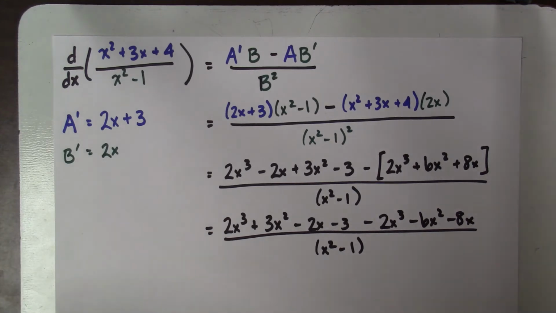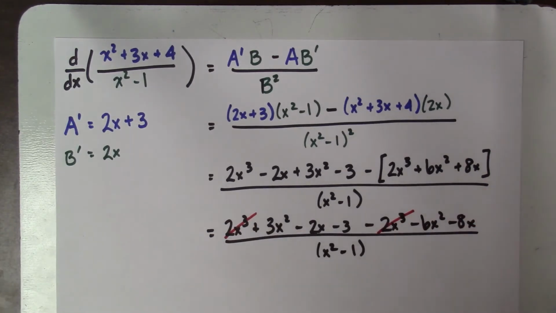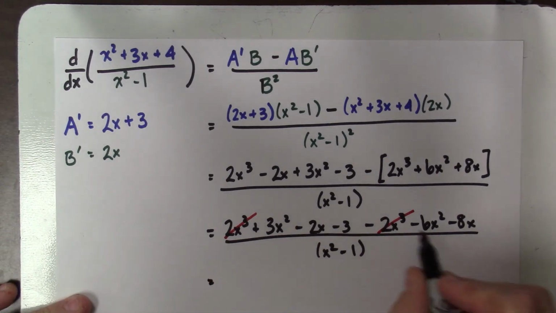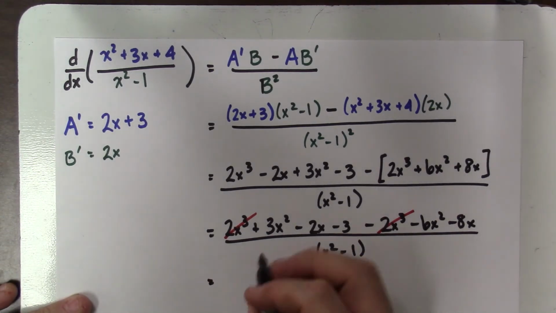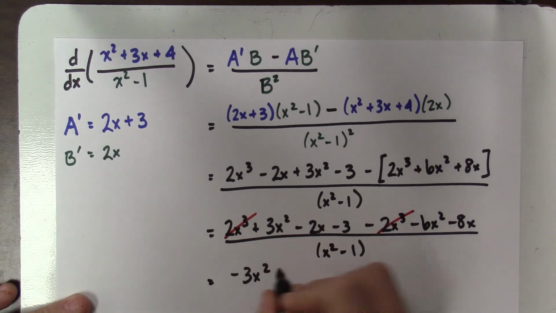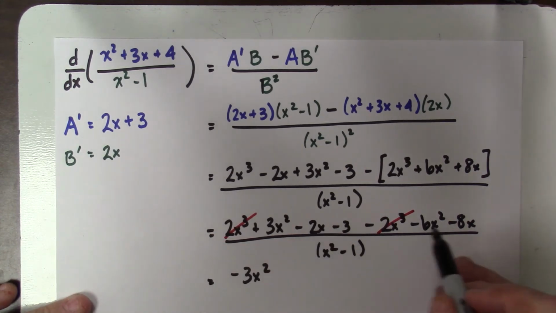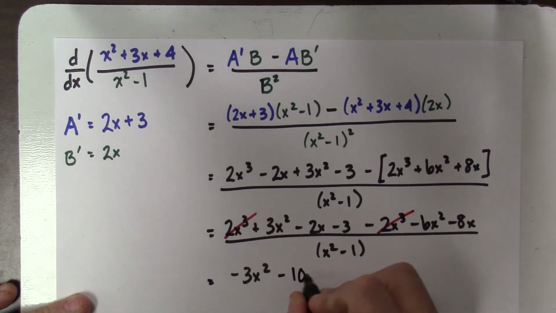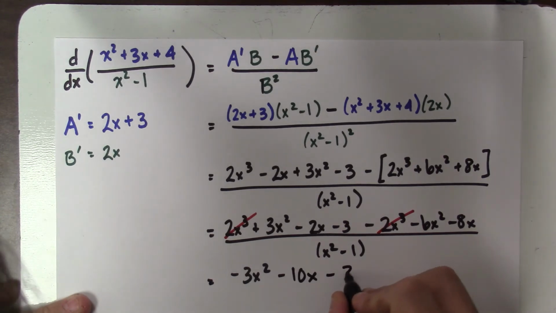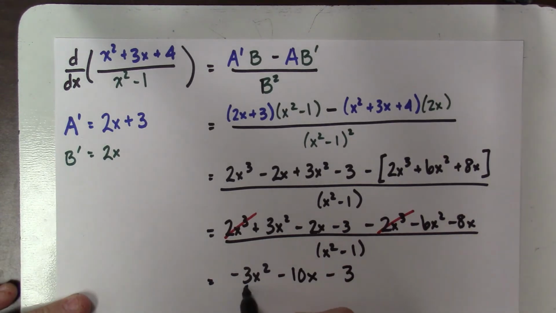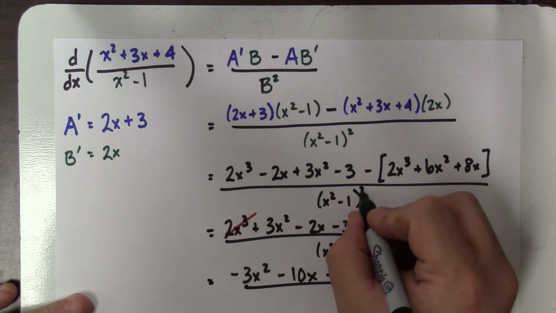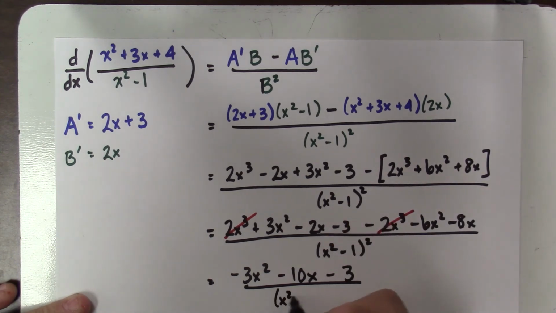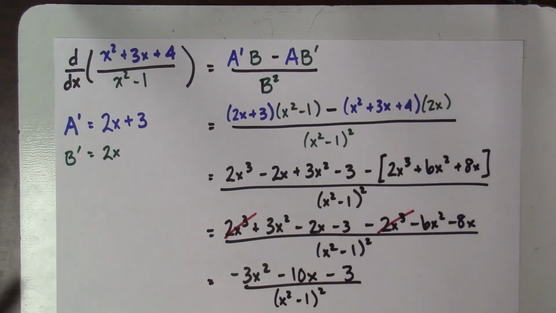See what cancels. 2x cubed minus 2x cubed, that's good. I can combine this 3x squared and the minus 6x squared, so I've got negative 3x squared. Negative 2x minus 8x is minus 10x, minus 3. Oh, those are squared. Sorry, I lost my square. X squared minus 1 squared. I'm going to leave it here. I don't think there's anything exciting going on in there.